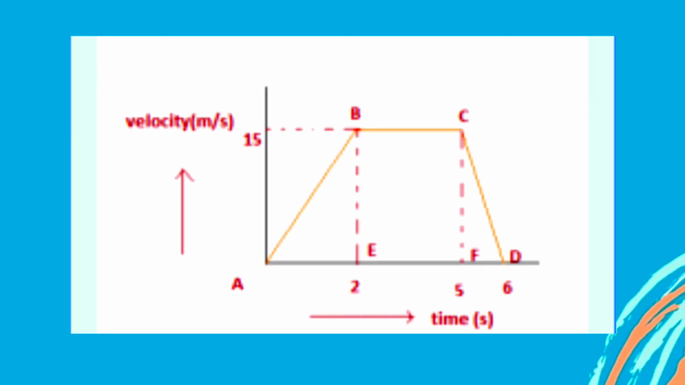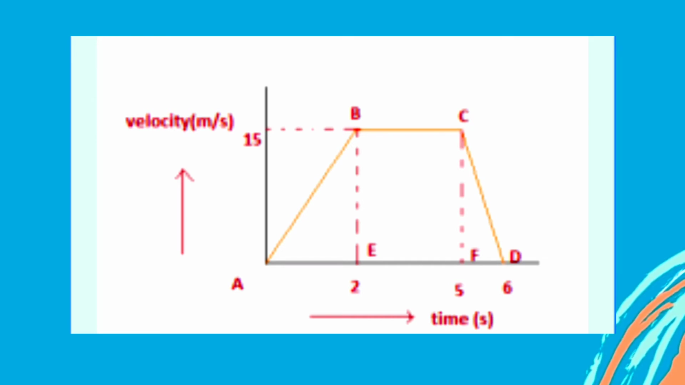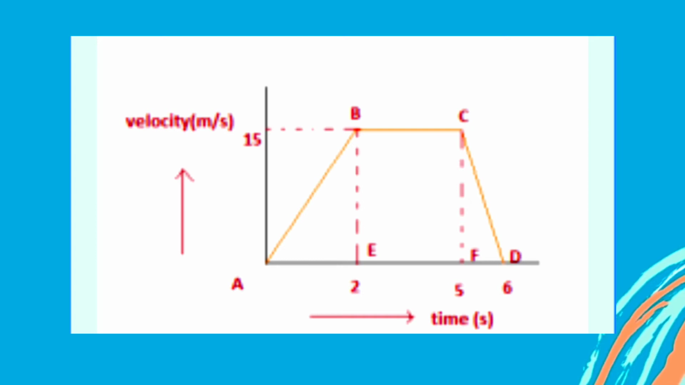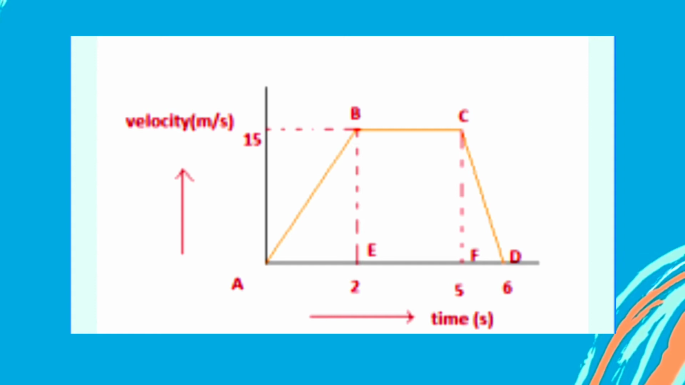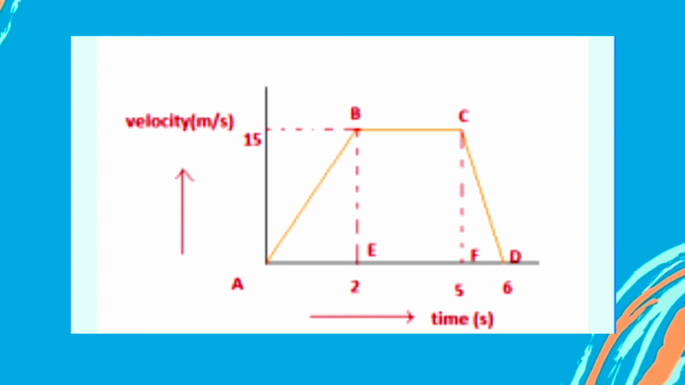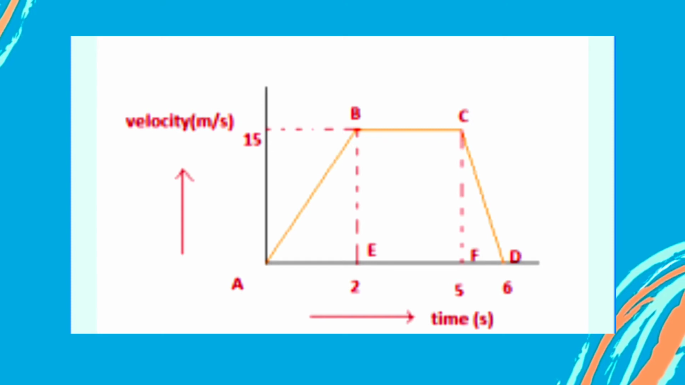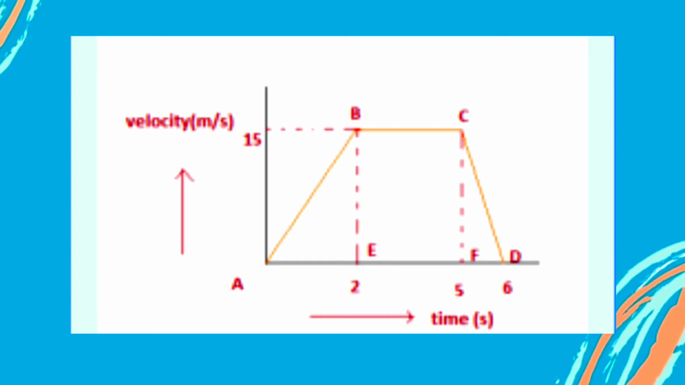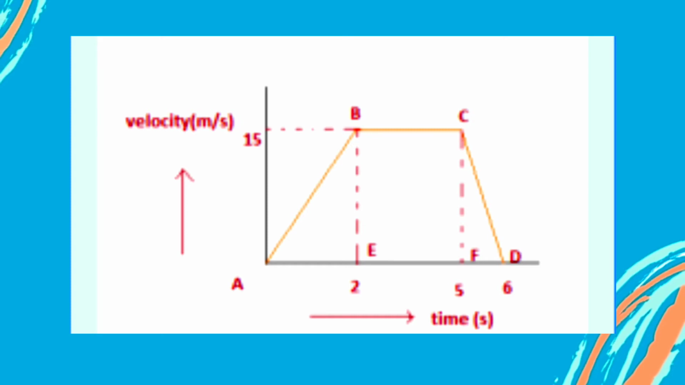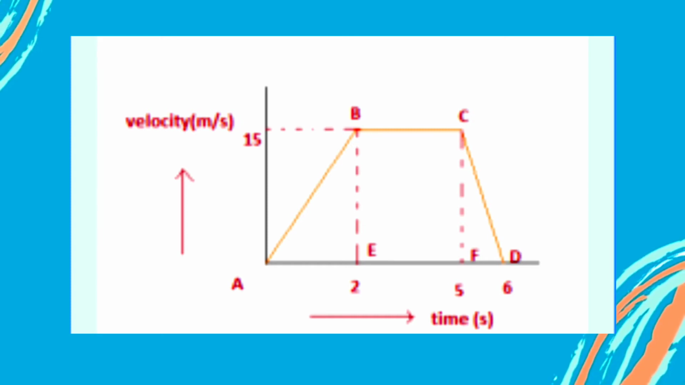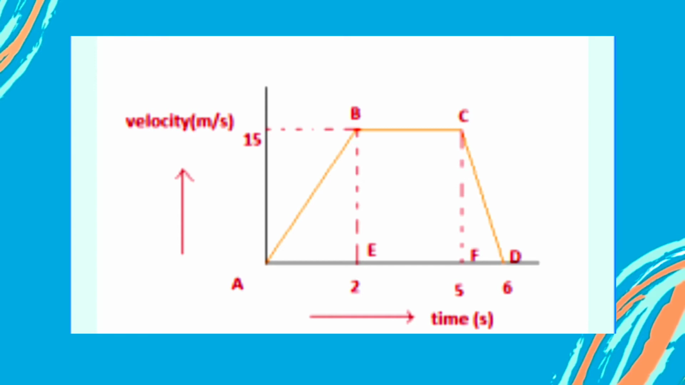Before going to the question, let me discuss the graph. Here you can see that the velocity time graph is given. You should understand the basics of the velocity time graph. I have already discussed this graph in my previous video, and you can refer to that. In a velocity time graph, the slope of the line represents acceleration, and the area under the line gives the distance or the displacement of the object.